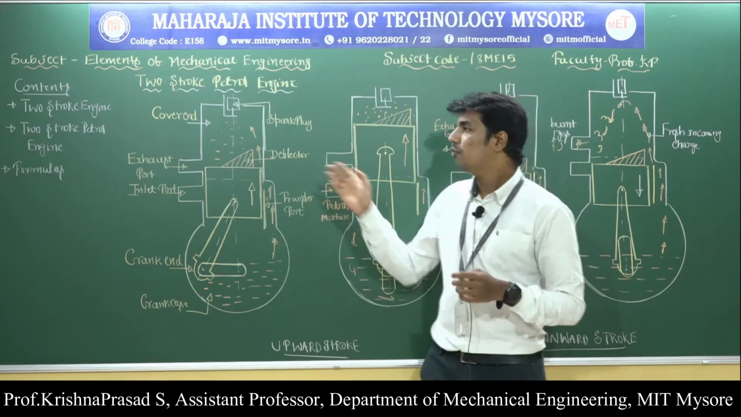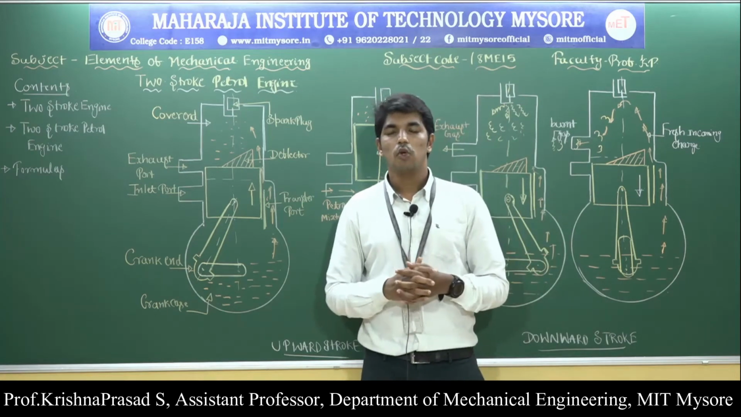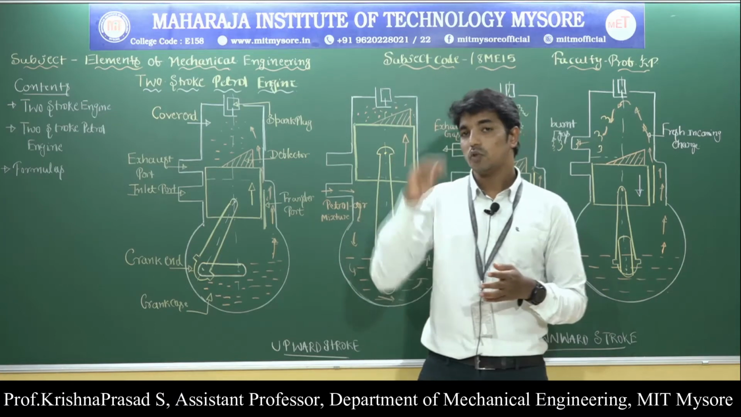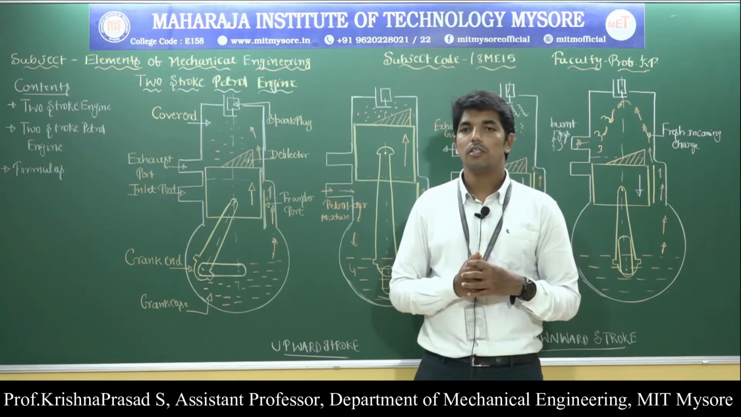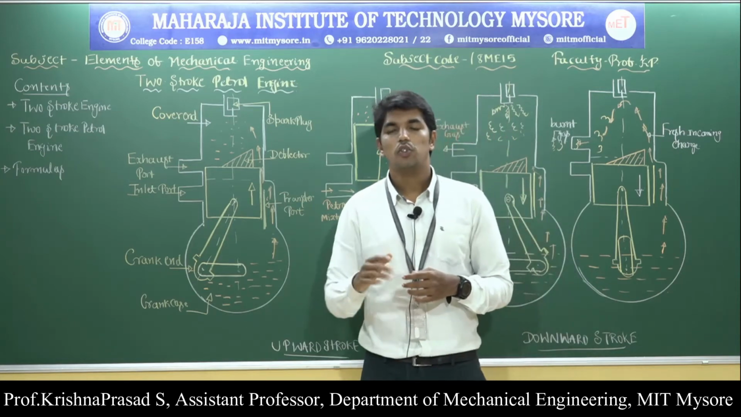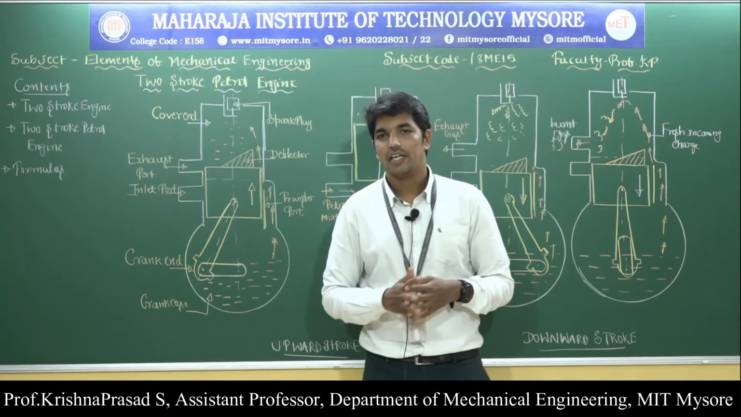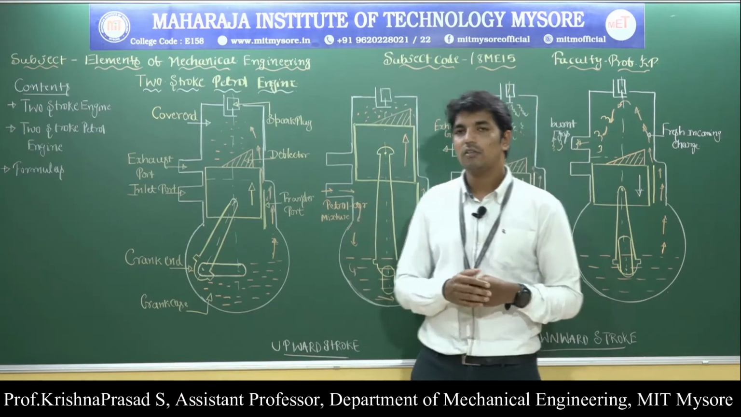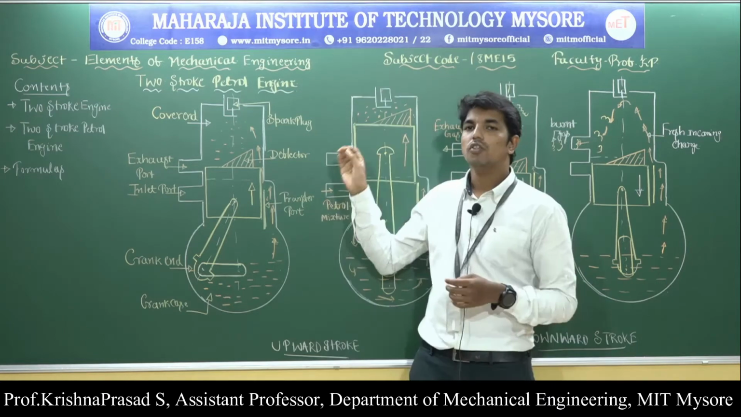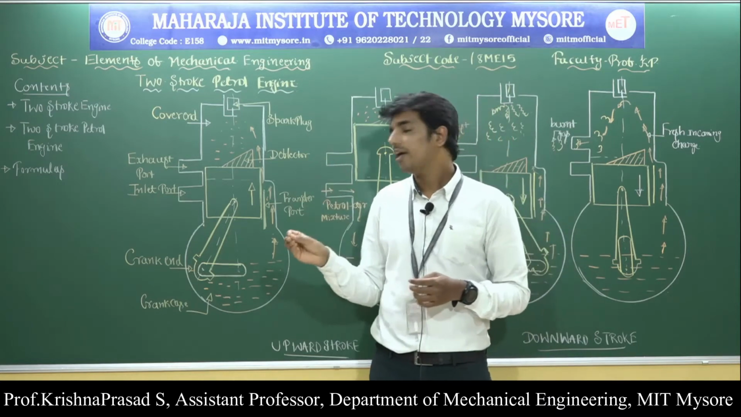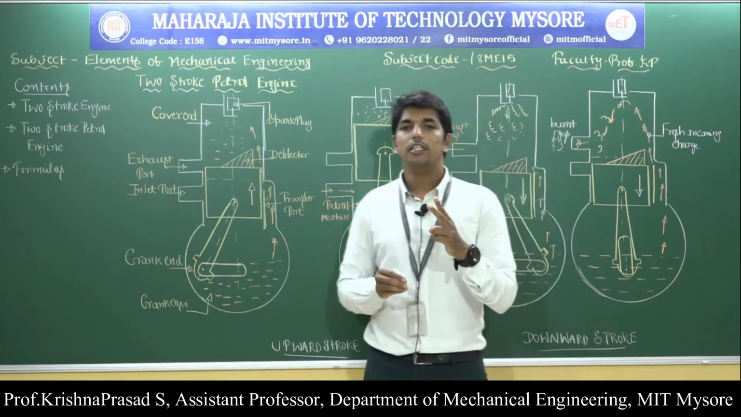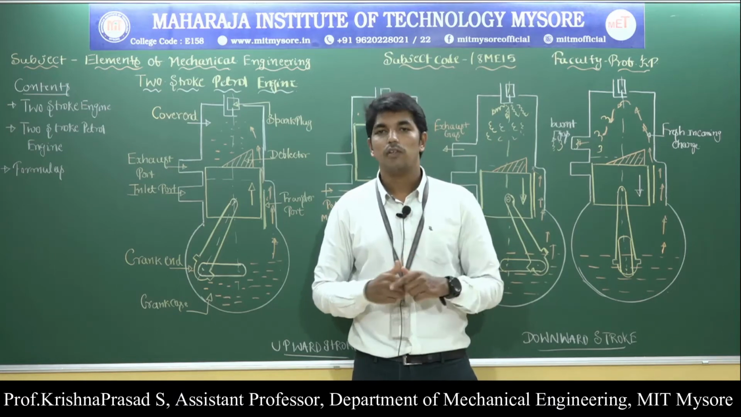Okay, so next I am moving on to the working of the two-stroke petrol engine. I already told what is meant by the four-stroke petrol engine, which works on the theoretical Otto cycle, also known as the constant volume heat addition cycle. Similarly, the two-stroke petrol engine also works on the theoretical Otto cycle, the constant volume heat addition cycle. Here the working cycle is completed in 2 strokes of the piston and 1 revolution of the crankshaft.